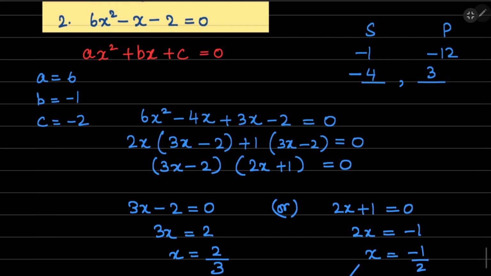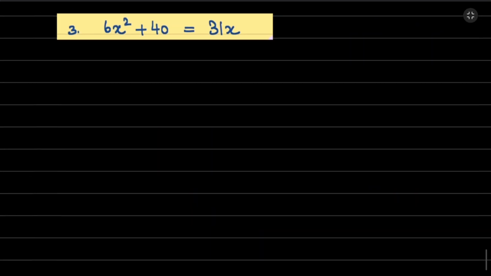Let's move on to the third question. 6x square plus 40 is equal to 31x. You have the x term on the RHS. Let's bring it to the LHS side. So you have 6x square minus 31x plus 40 is equal to 0.